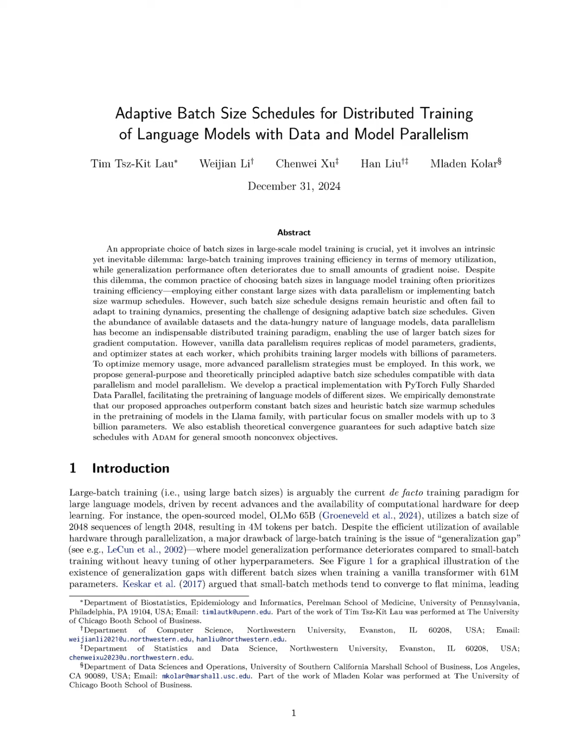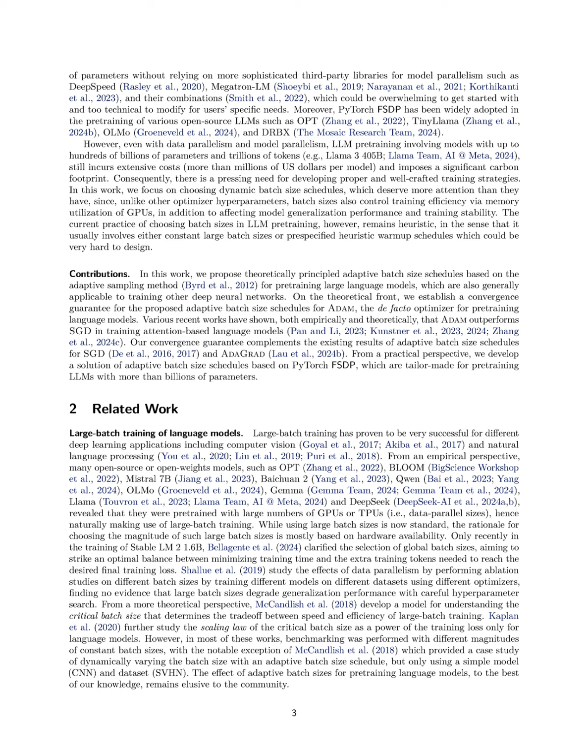The proposed adaptive batch size schedule aims to address the generalization gap that arises in large batch training of language models, where models trained with large batch sizes often exhibit poorer generalization performance compared to those trained with smaller batches. This issue is particularly relevant in the current state of deep learning technologies, as large language models, LLMs, now consist of billions of parameters and require extensive computational resources, making efficient training strategies essential.